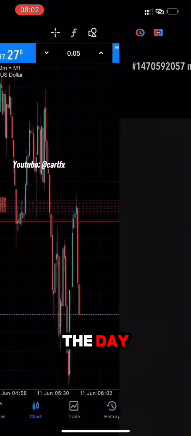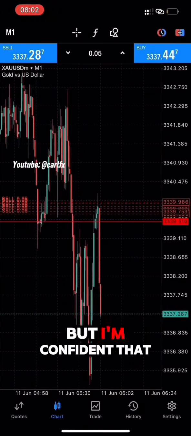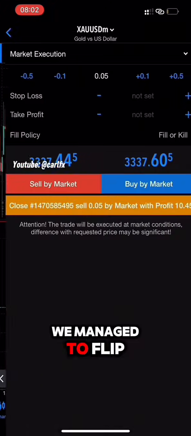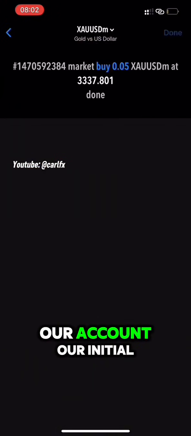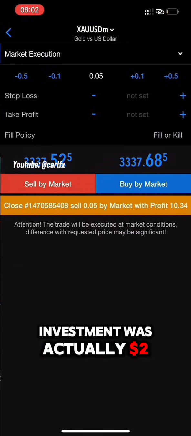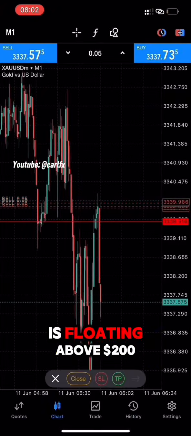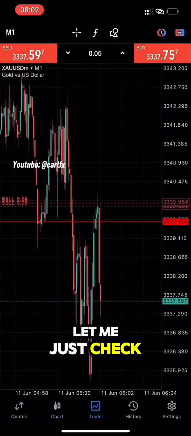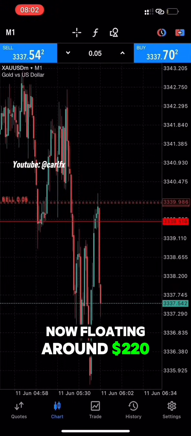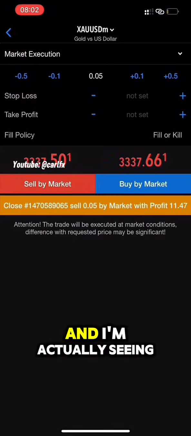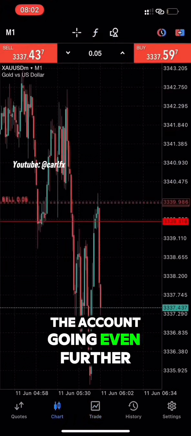At the end of the day, I'm not sure where the account will be, but I'm confident that we managed to flip this account more than 10 times, which is 100x our account. Our initial investment was actually $2, but now the account is floating above $200. Let me just check the balance, but the account is now floating around $220. This is where the account is, and I'm actually seeing the account going even further.